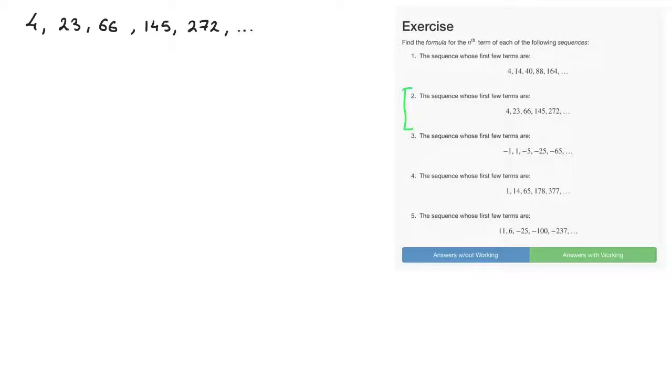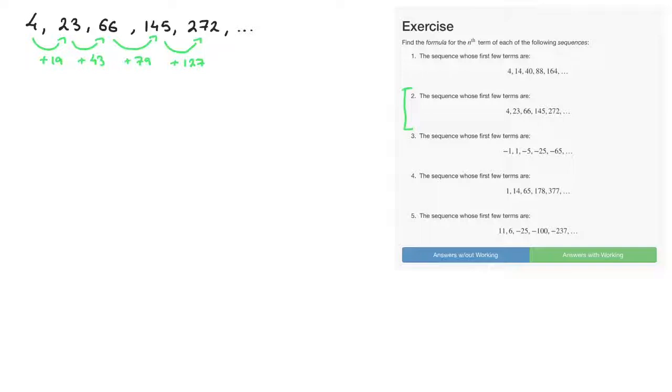Well, just as always, the first thing we should do is look into the differences between terms as we go from left to right. From 4 to 23, we're adding 19. From 23 to 66, we're adding 43. From 66 to 145, we're adding 79. And from 145 to 272, we are adding 127. We can see here that the differences are always changing.